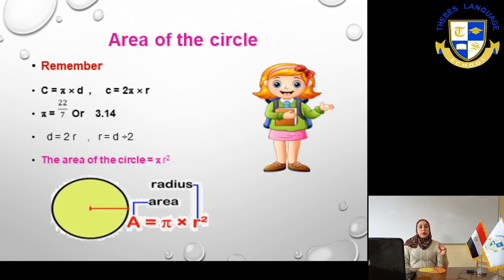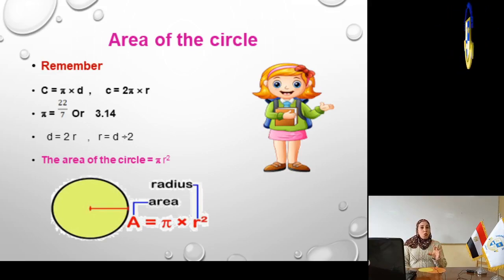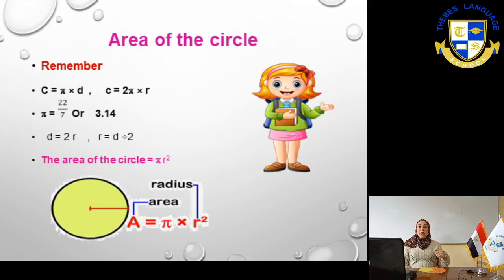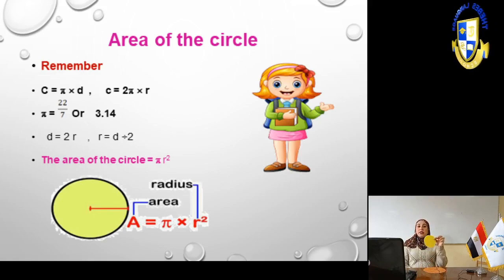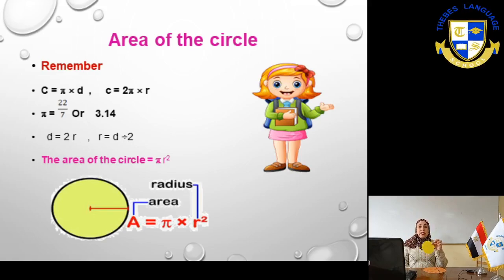We always use the unit squared. Why? Because here it's an area, while in the circumference we will just say centimeters. That's all, because it's a length. While here, when we calculate area, it will be centimeters squared. Our unit must be squared.